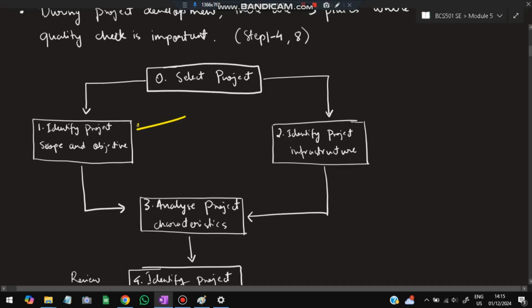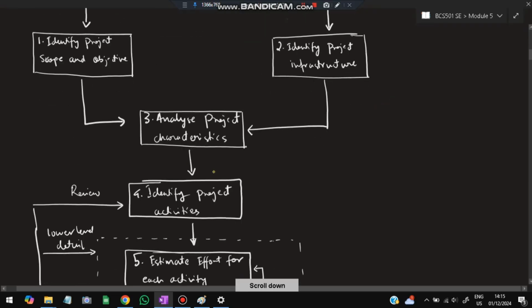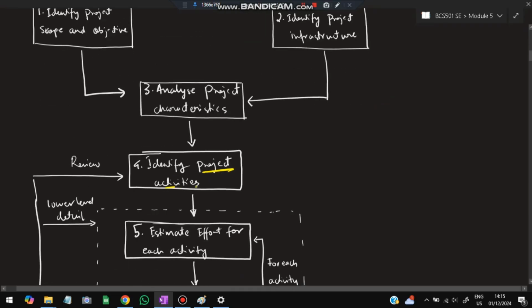Here when you are defining the scope and objective, the quality check is also important, because based on the quality the scope and the objective need to be defined. Otherwise it will be very hard to make any changes and the project will not be of good use. Next is project infrastructure. What infrastructure you are using, that should be of quality. Analyze the project characteristics. The features should have good quality. Identify the project activities. The activities which need to be carried out should be quality activities.